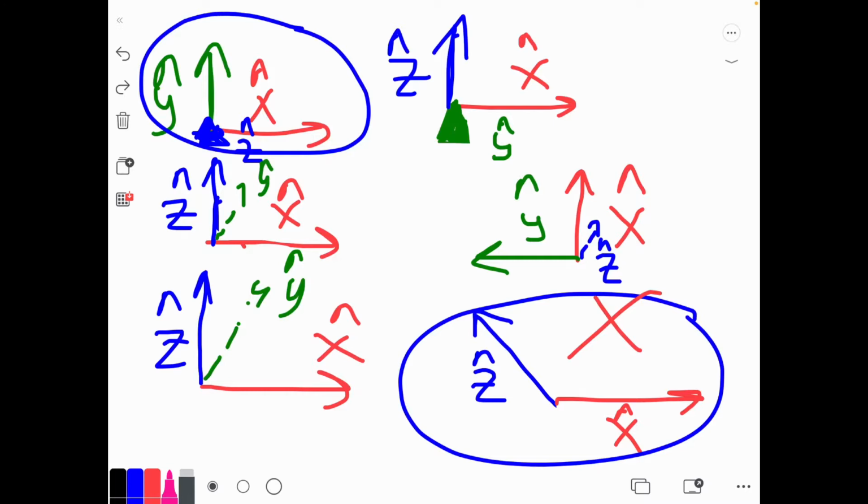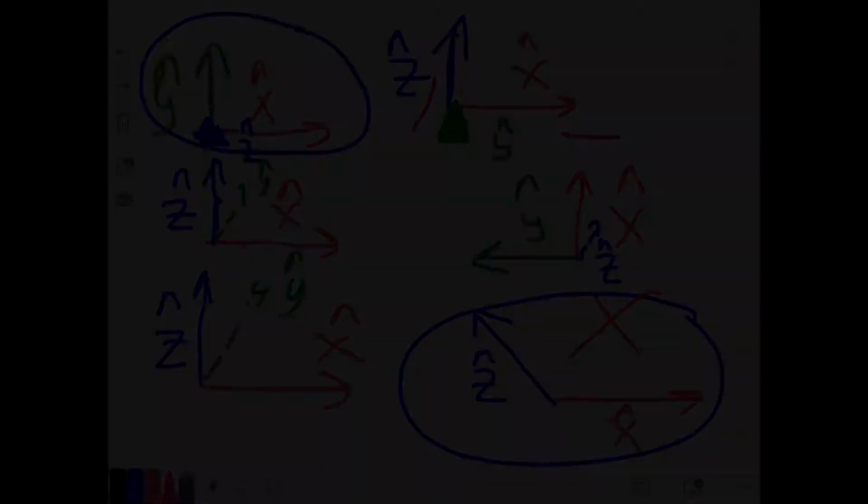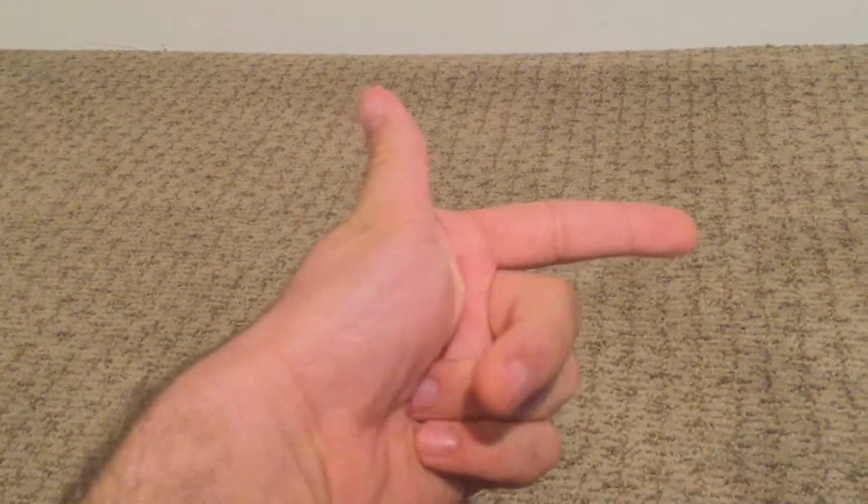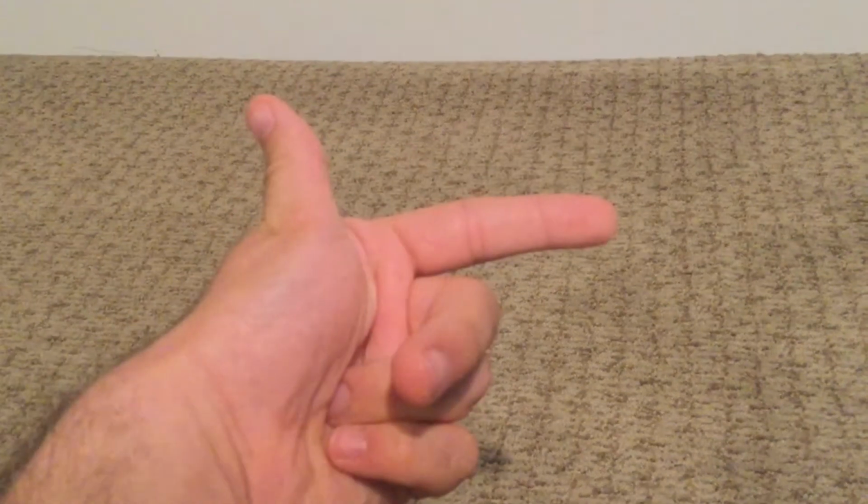Now let's do the next one, because we know y-hat is coming out of the board, then we have z-hat going up, and then x-hat is going to the right. Back to this painful way of recording. Z-hat is going up, x-hat is going to the right, so we have something coming out of the board. So y-hat is coming out of the board, because we have x-hat, z-hat, and then y-hat coming out of the board. So that's how we have to set it up.